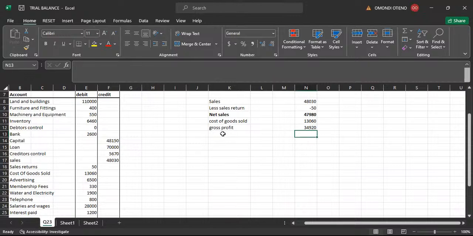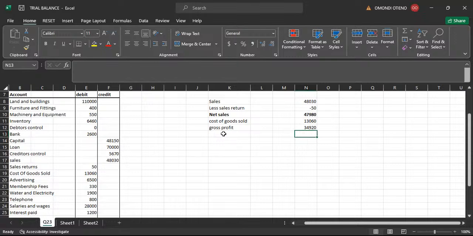Okay, we don't have any other income. The revaluation gain would be under the comprehensive income. We don't have gain on disposal of a non-current asset. We don't have discount received. We don't have income from rental houses. Why are we lessing cost of goods sold?